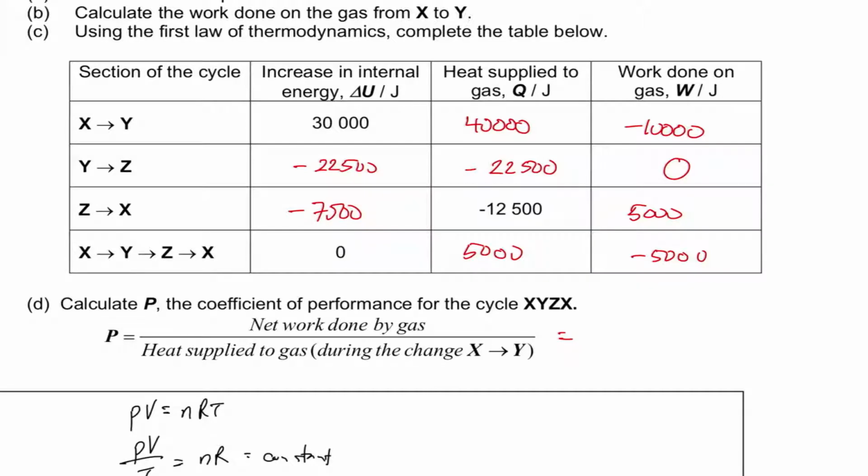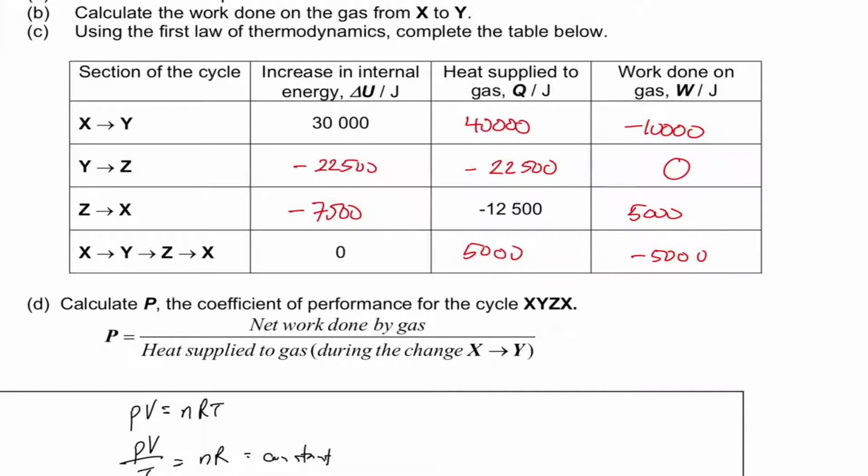Oh, I never include the answer here. Okay, so never mind. So this is negative 5,000, net work done by gas. Oh, because it's on gas, right? So this is negative. So this is just positive 5,000 here. Let me just erase this. 5,000. Erase the whole thing.